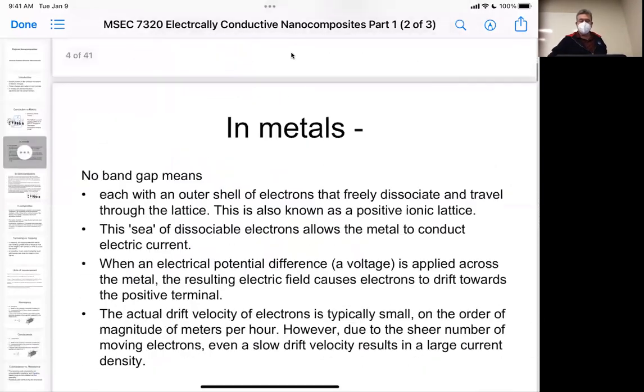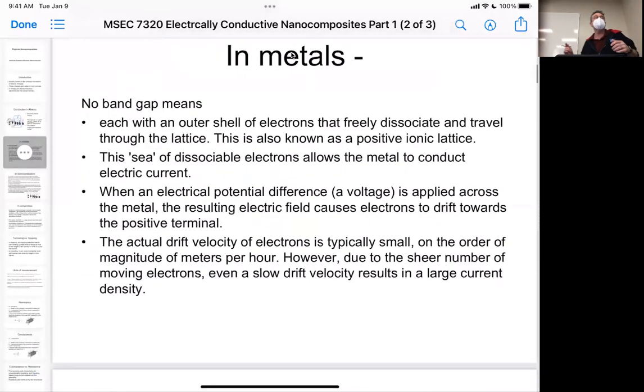So in metals, it turns out that those levels are so close in energy that the electrons can freely dissociate into the surface as they go around. And it's going through what they call a lattice, or a positive ionic lattice, okay? So imagine it's literally along the surface, this sea of electrons that can move. The sea of electrons that can move are what conducts the electricity in metals.